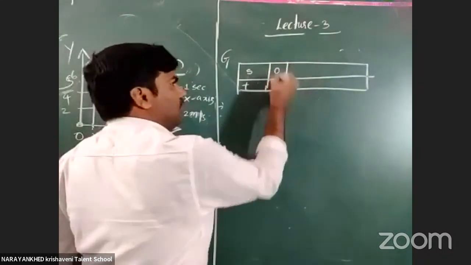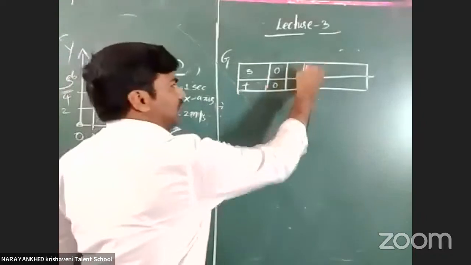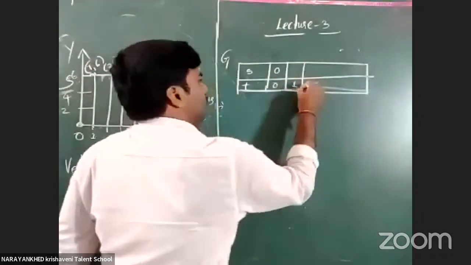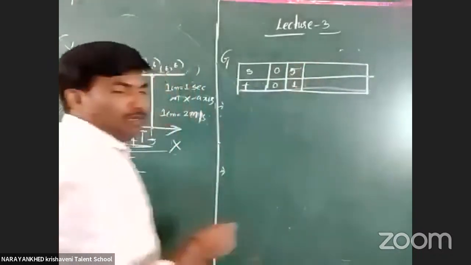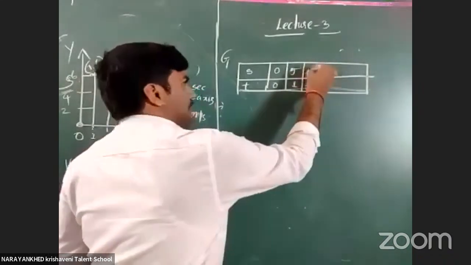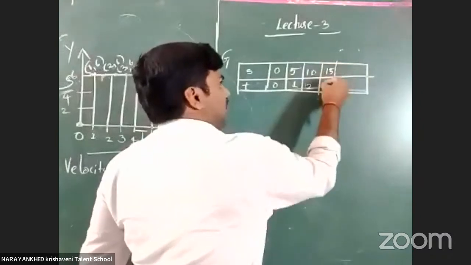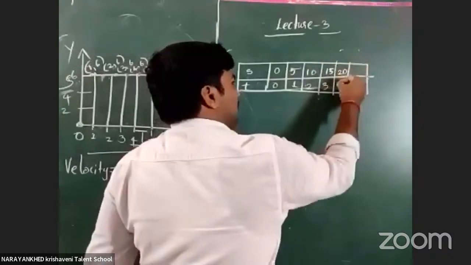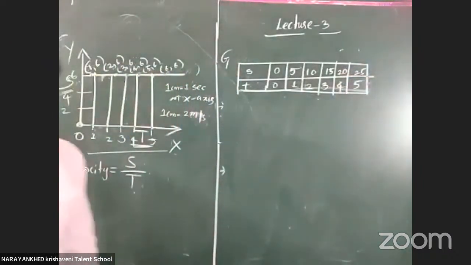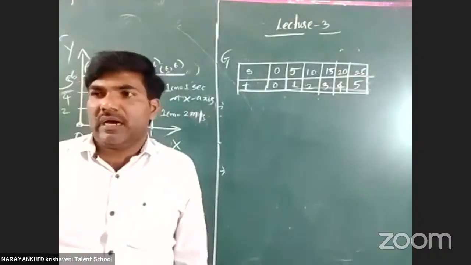At the 0th second, nothing has started. Now at the first second it is moving 5 meters. Now at second it will be 10 meters. Clear or not? Then next it is 15, then 20 at the 4th second, 25 at the 5th second. Now how does it look? It looks like a uniform motion. Correct or not?